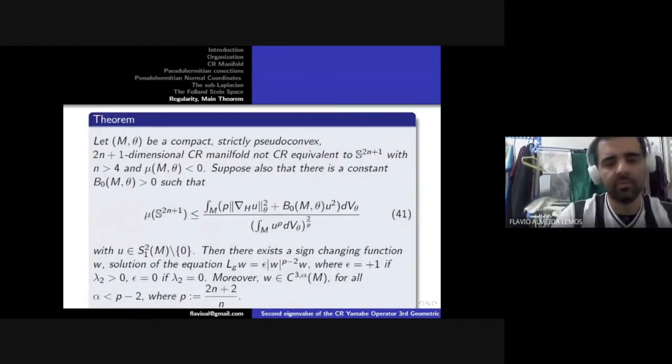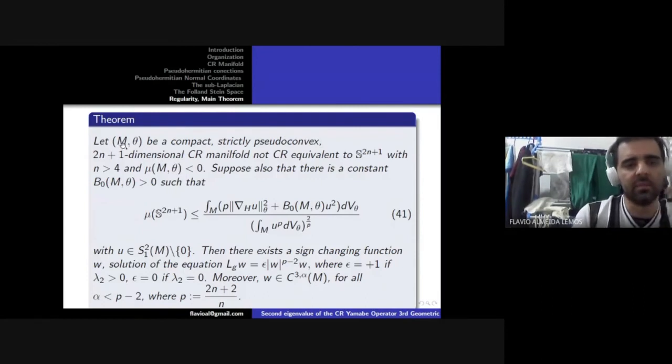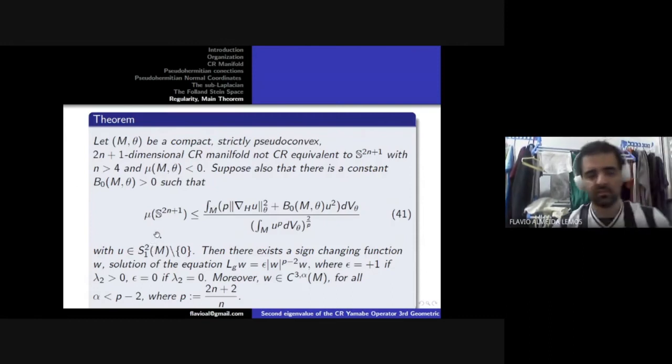The main theorem of this lecture is this theorem. Let M be a compact, strictly pseudo-convex, 2n plus 1 dimensional CR manifold, not CR equivalent to the sphere, which is important too, with n greater than 4, and the Yamabe invariant is strictly negative. Suppose also that there is a constant B0, strictly positive, that satisfies this inequality with the Folland-Stein space, right?